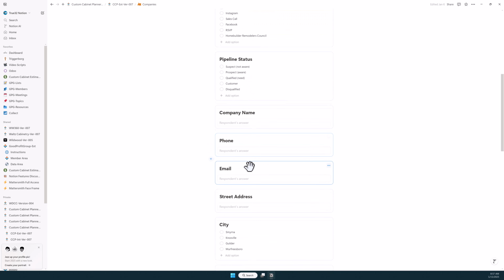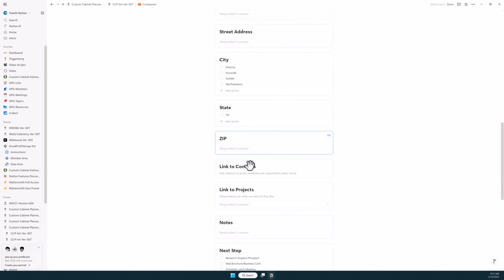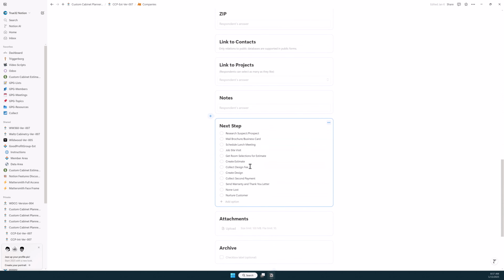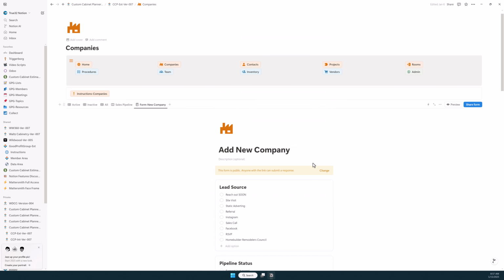And then you just enter their information so that it will be in that sales pipeline for you to start working towards making them a customer. So that's it for the companies page.